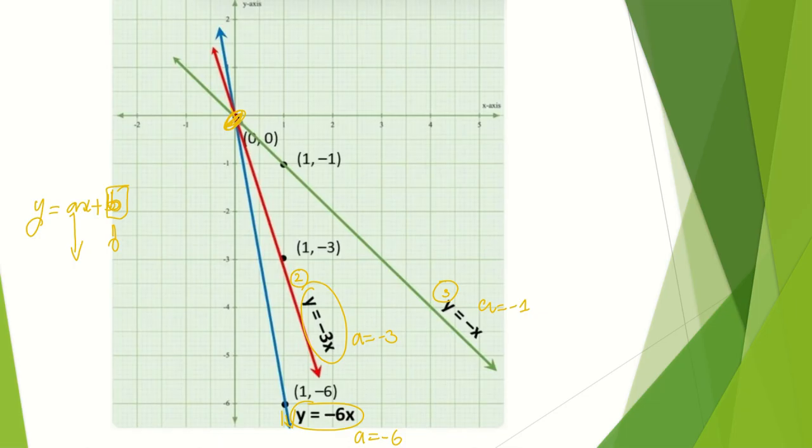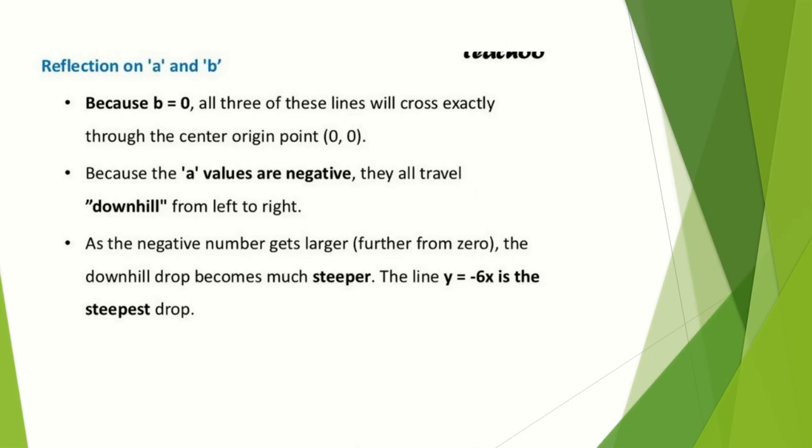Here, in the green color, y equals minus x, a was minus 1, and in blue color a is equal to minus 6. So the steepness increased as the value of a decreases. Okay, so I hope it is clear. Now we will check upon the reflections also. So here we have the reflection on a and b. Because b equals 0, all of these lines will cross exactly through the origin.